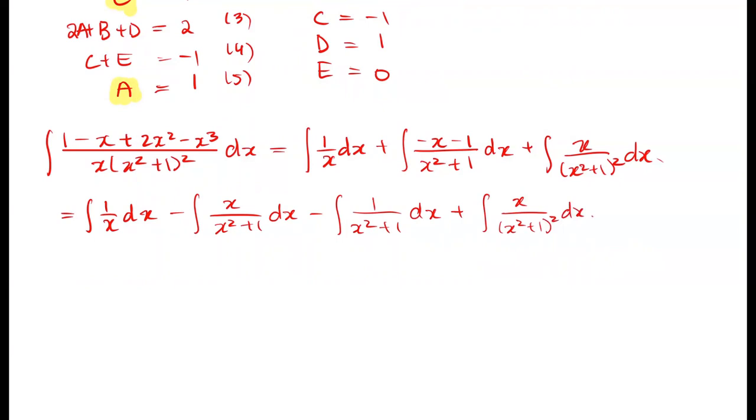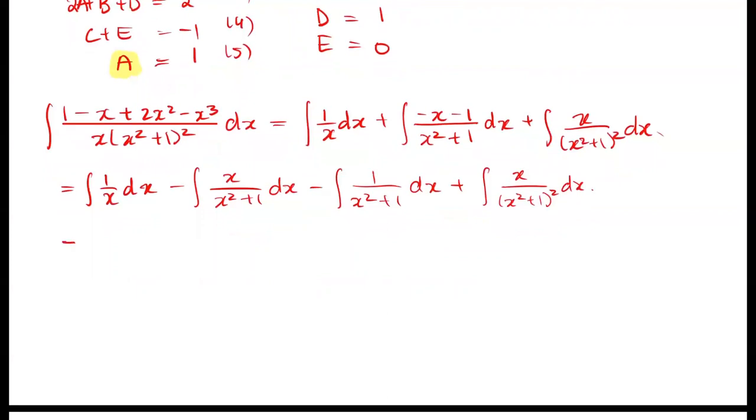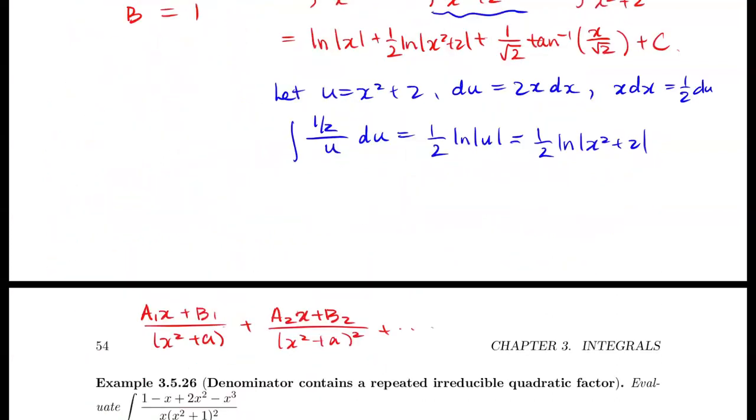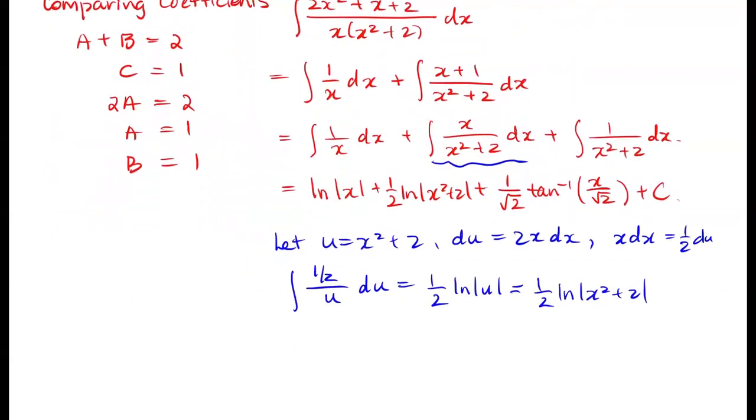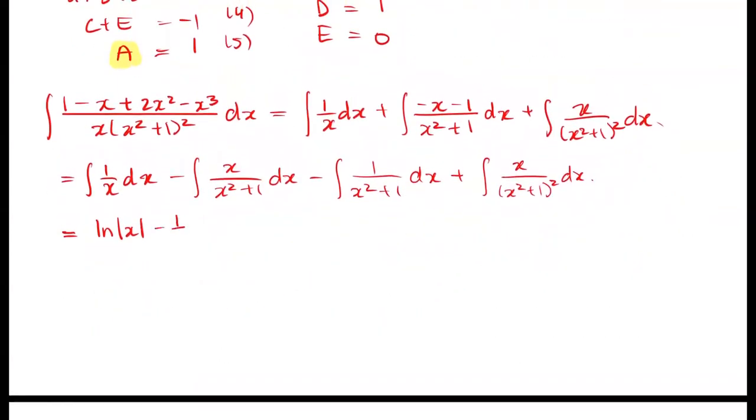Okay, so the first integral will get ln of x. The second integral, if you do a u substitution, looks like the one that we did in the previous example. Instead of x squared plus 2, we're going to have x squared plus 1. So we have negative half ln of x squared plus 1. The third one is going to be the tan inverse one. So we have negative tan inverse of x.